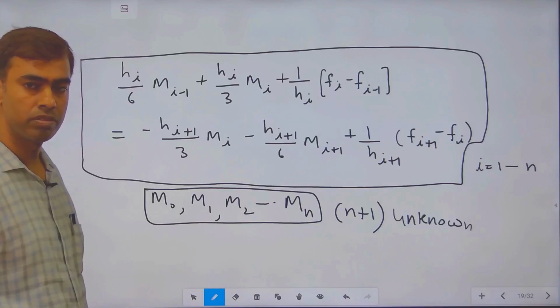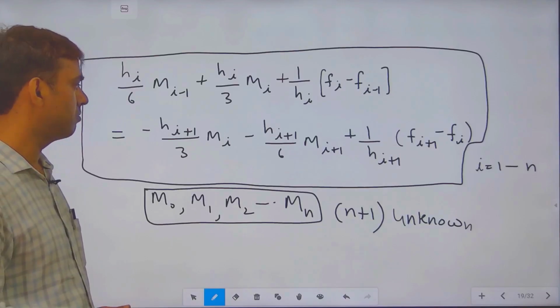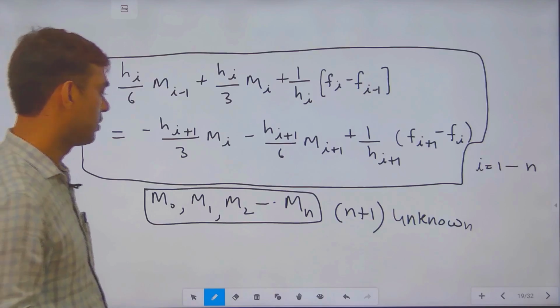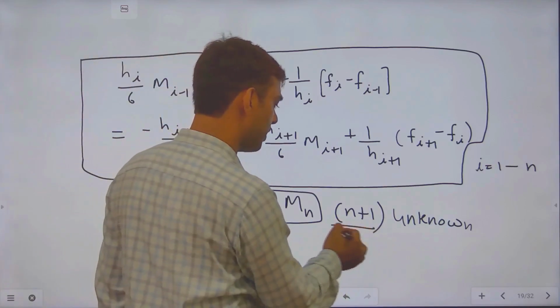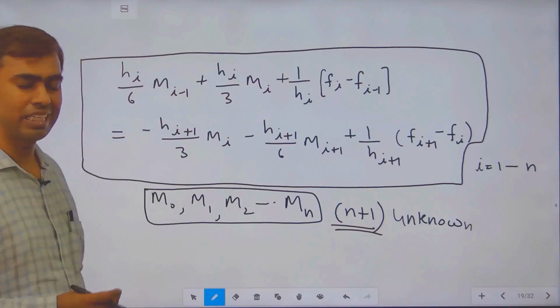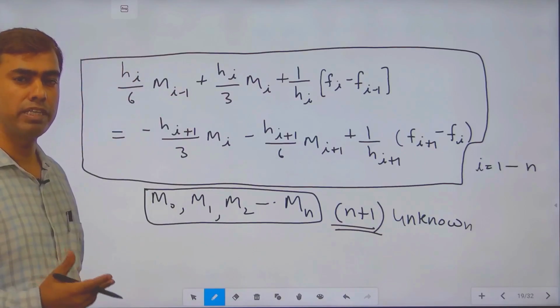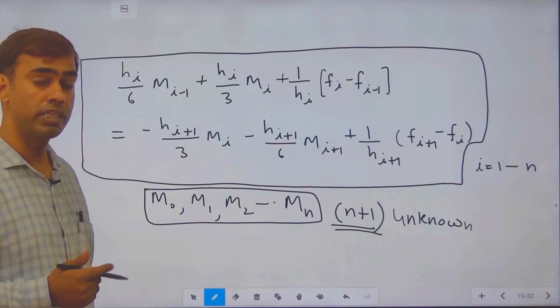So how do we find the values? Means how do we resolve the number of unknowns? Here we use the concept of a natural spline. What is the concept of a natural spline?